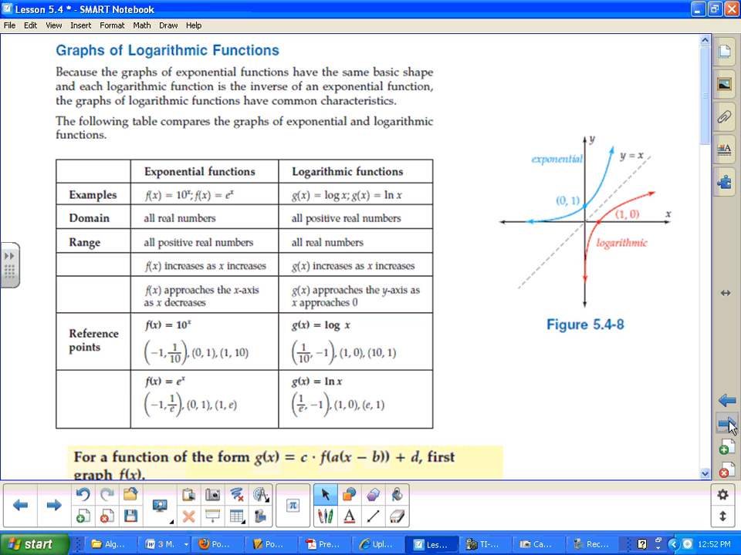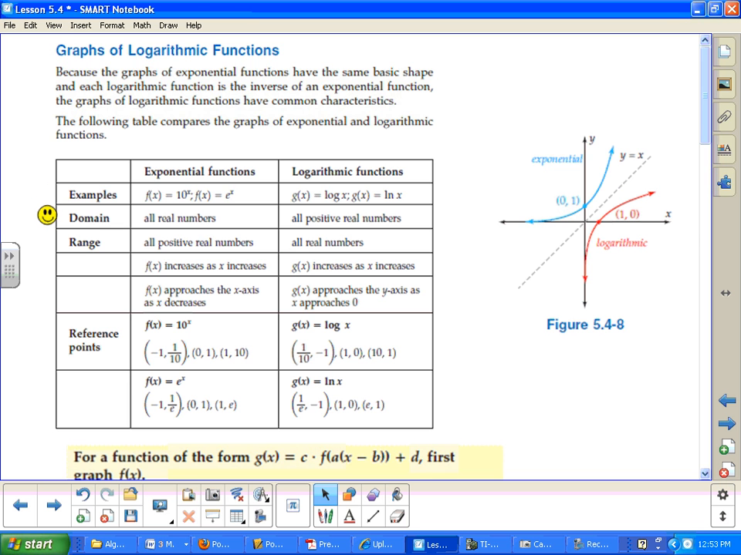Okay, the graphs of them. So we're going to look at transformations. Our two basic functions. In exponential forms, 10 to the x and e to the x. Logarithmic, log of x, natural log of x.